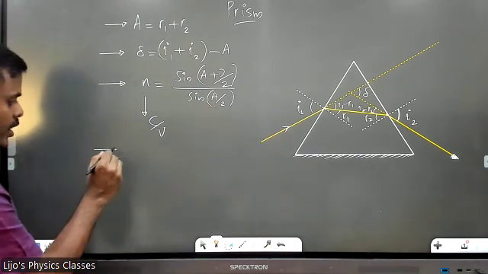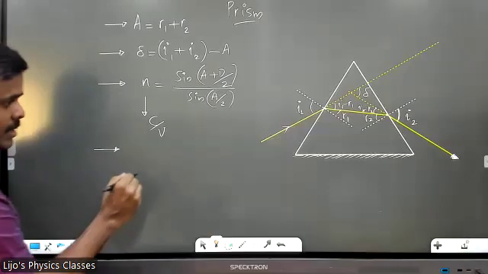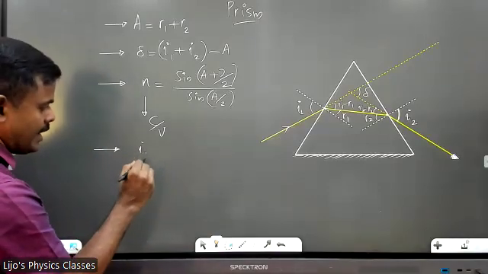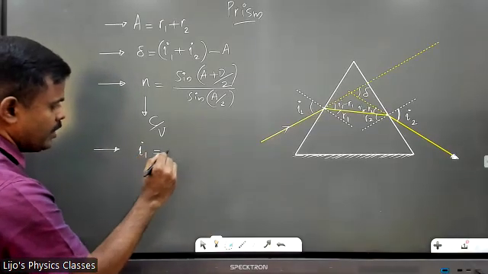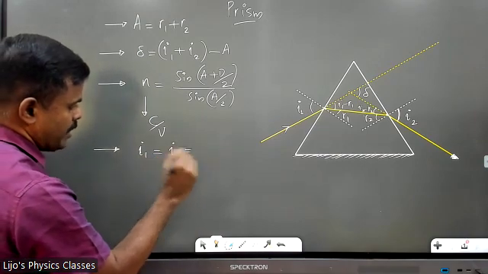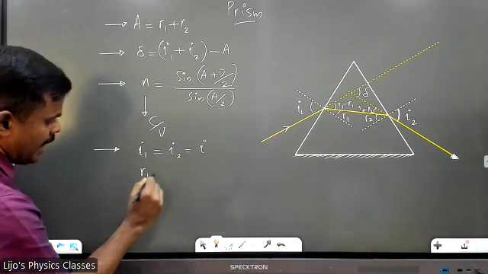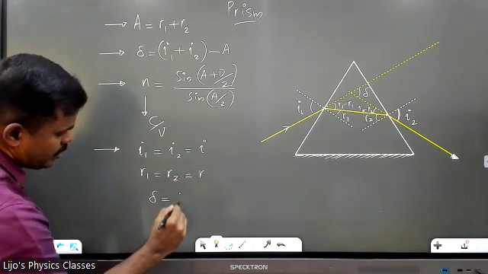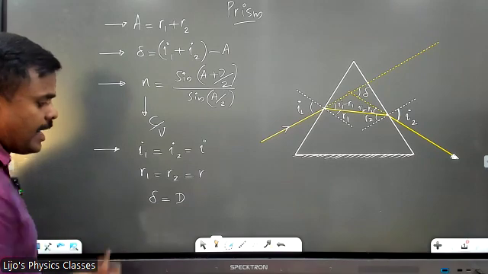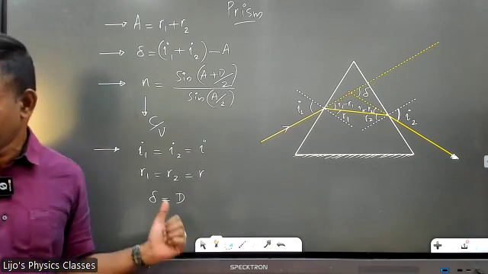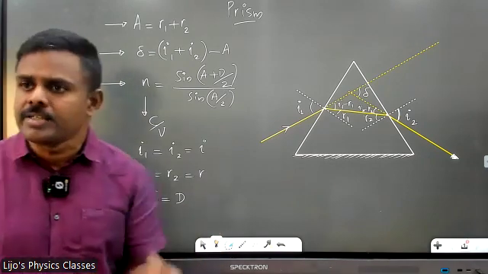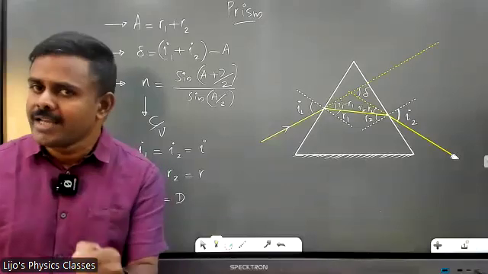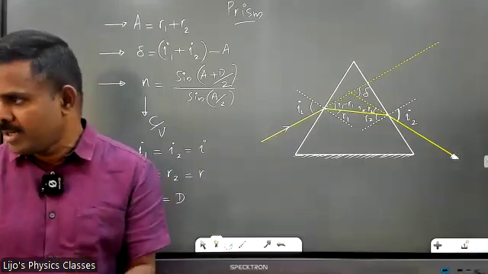Then there is something called minimum deviation. What is the minimum deviation condition? Angle of incidence should be equal to angle of emergence, equal to I. R1 should be equal to R2, equal to R. This time you call delta as capital letter D, the angle of minimum deviation. Delta will no more be called delta.